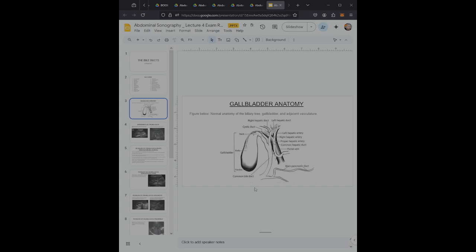The biliary tree provides a conduit for bile to drain from the liver into the duodenum. Bile first accumulates in the small intrahepatic biliary radicles, which are located throughout the liver. These are small ducts scattered throughout the liver parenchyma, and they form part of the portal triad. Each portal triad contains a small branch of the hepatic artery, the portal vein, and the intrahepatic ducts, also known as biliary radicles.